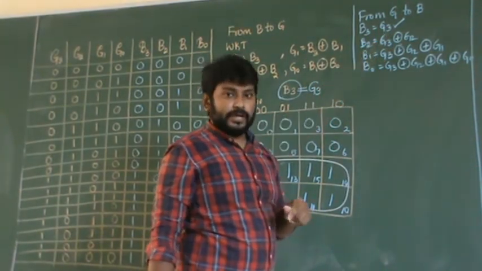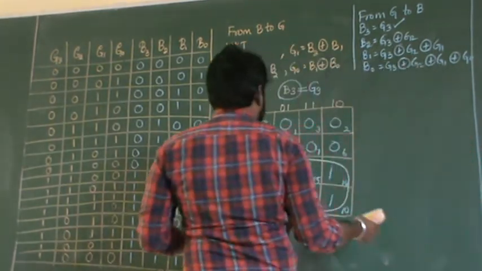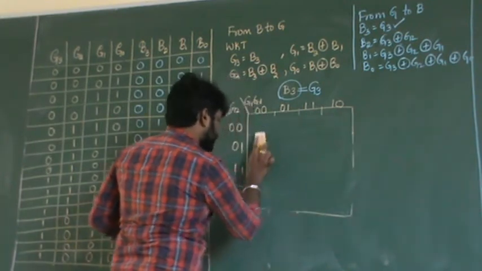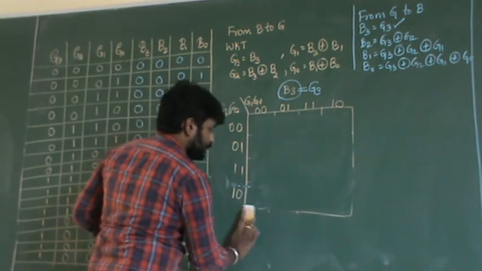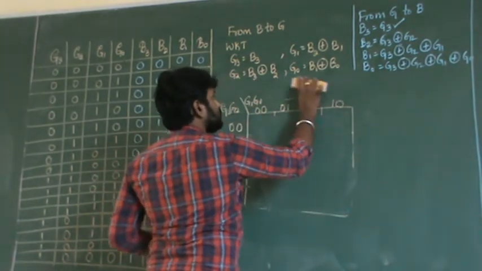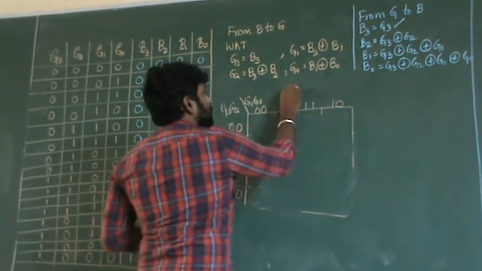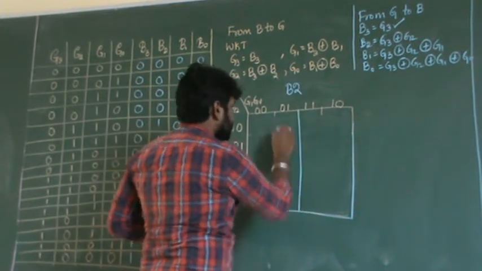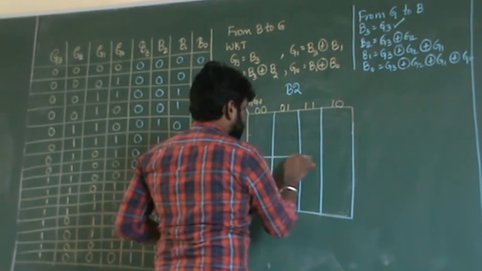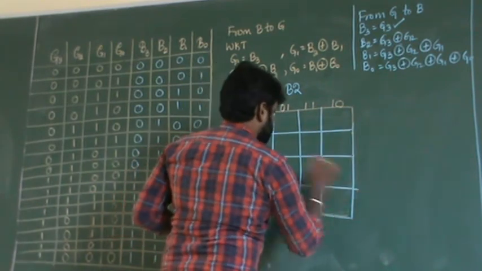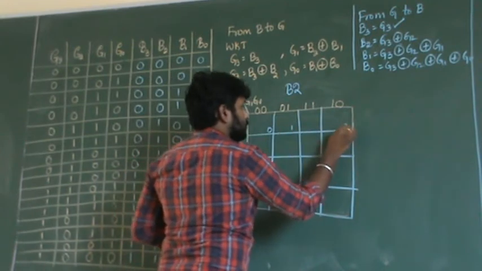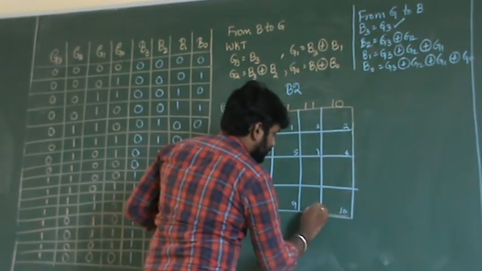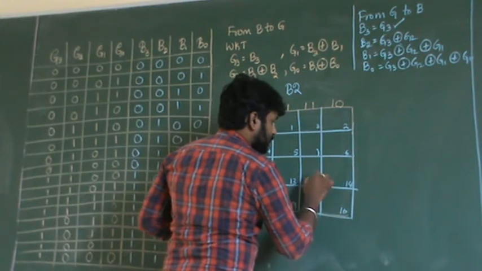So now we will write down for B2. If I want to write it down for B2, again you have to draw the K-map. So that is B2. See, 0, 1, 2, 3, 4, 5, 6, 7, 8, 9, 10, 11, 12, 13, 14 and 15.